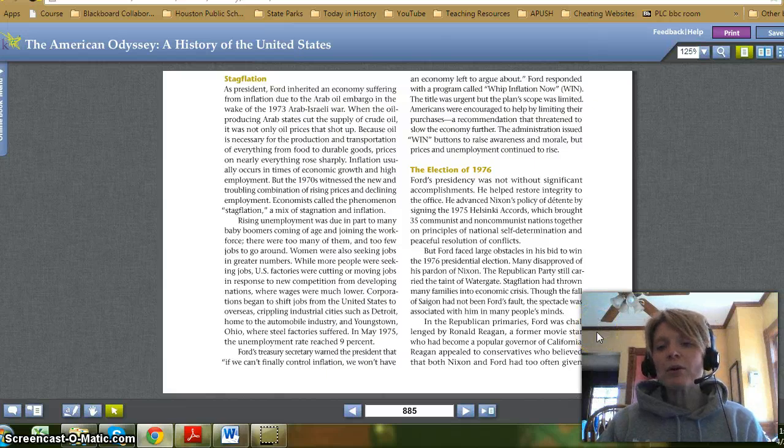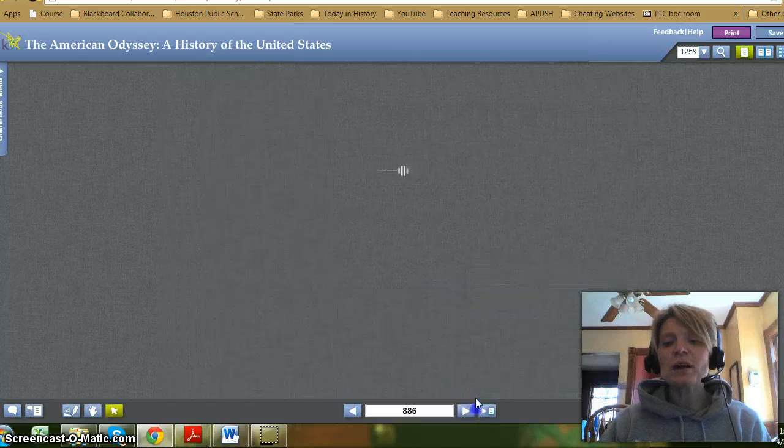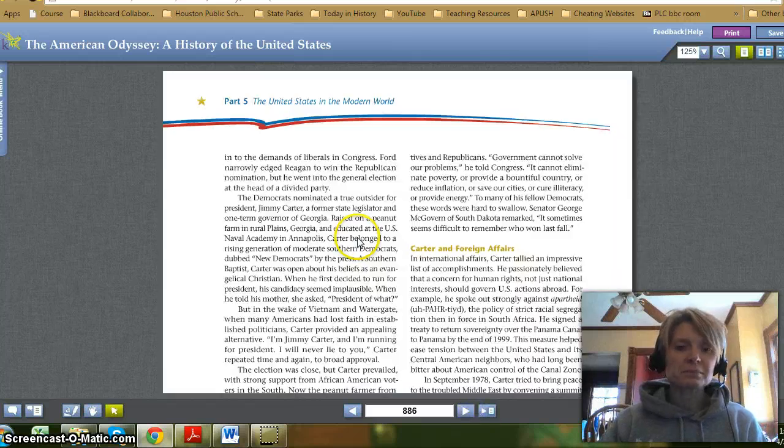In the Republican primaries, Ford was challenged by Ronald Reagan, a former movie star who had become a popular governor of California. Reagan appealed to conservatives who believed that both Nixon and Ford had too often given in to the demands of liberals in Congress. Ford narrowly edged Reagan to win the Republican nomination, but he went into the general election at the head of a divided party.